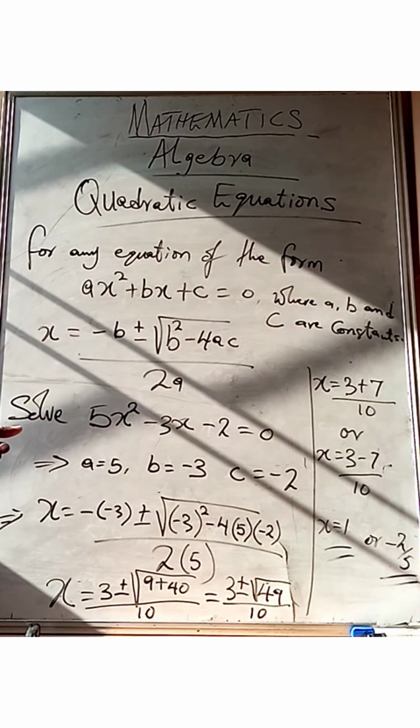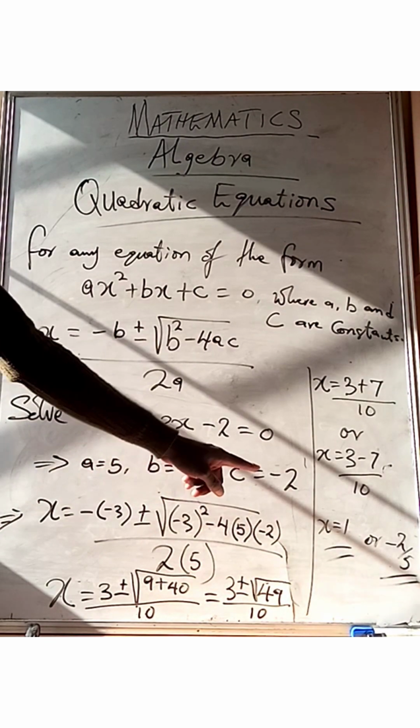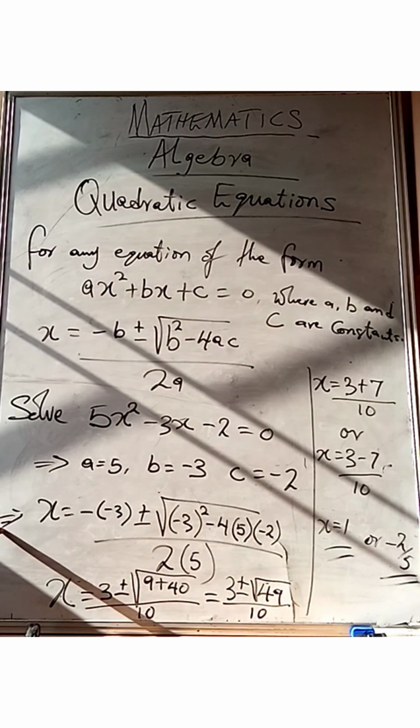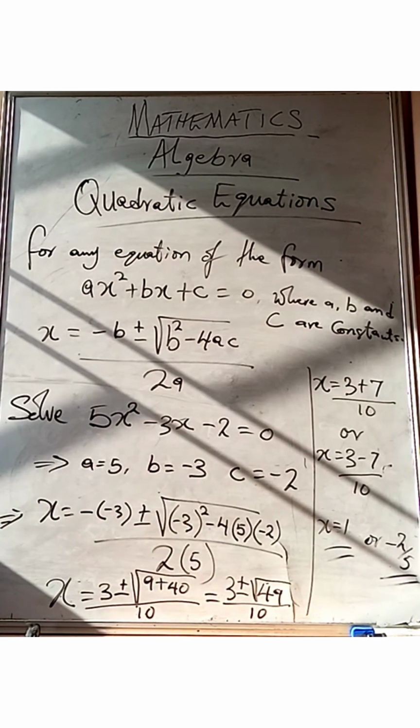I will now infer, therefore, that a is equal to this, b is equal to this, and c is equal to this. So it would then imply that x will be equal to them. I put them in and solve the way I have done. So take note of that.